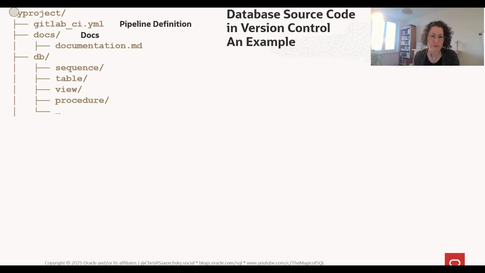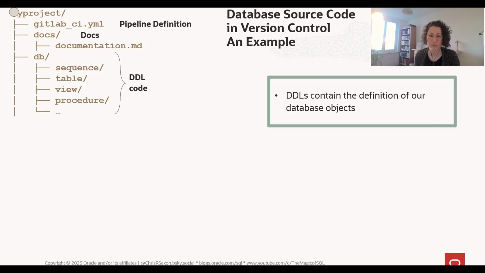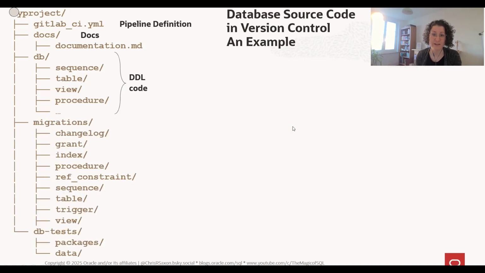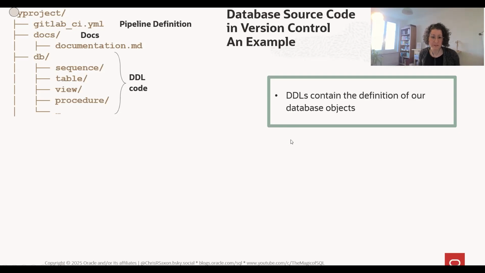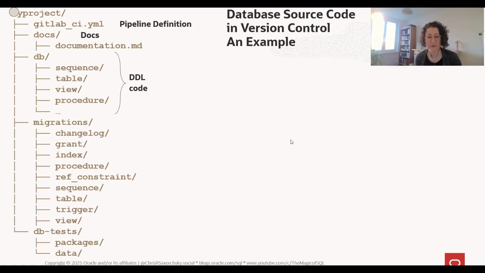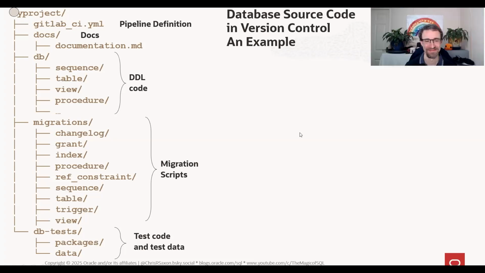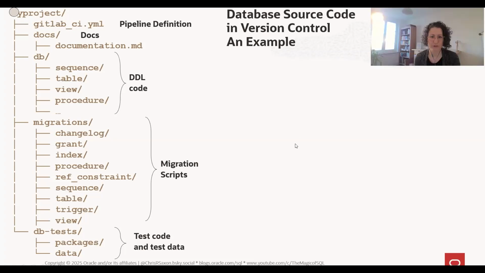We have our documentation stored in there together with our code as Markdown. Then we have the DDL code. So all our objects are stored in this version control structure by type as we exported it. And then we have also our migrations in there. We have our changelog folder that contains all the migrations that we want to execute, and then all the migration scripts in different folders. And finally, we also have our test code and test data in there because we are very cautious about how our code functions. So we also want to test those.